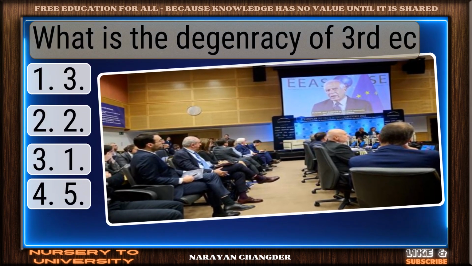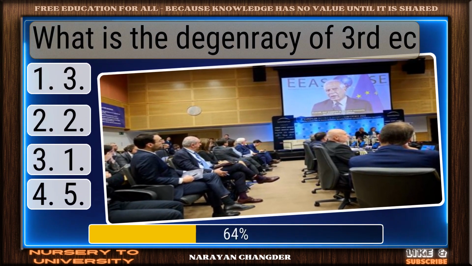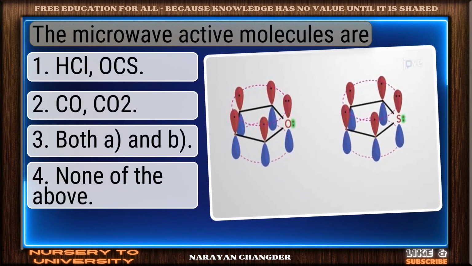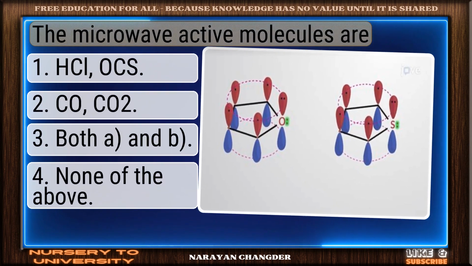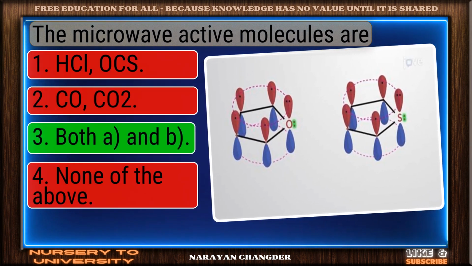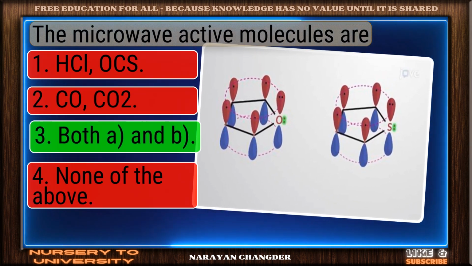What is the degeneracy of the third energy level? Well done. 2 is the right choice. The microwave active molecules are? Well picked. Both A and B is the correct answer.